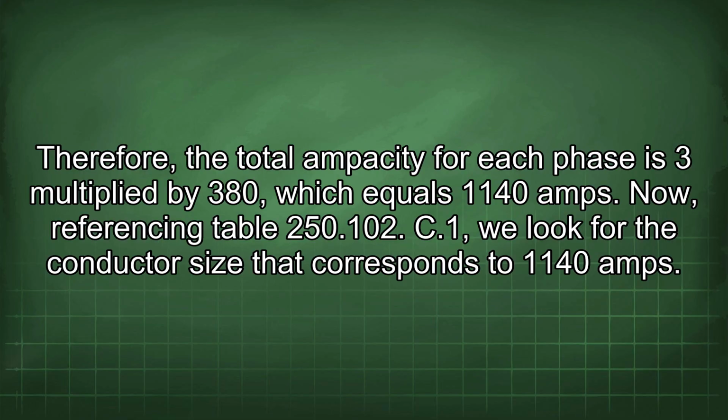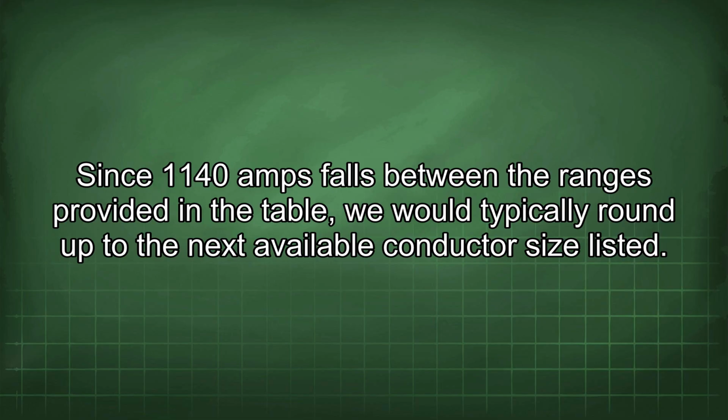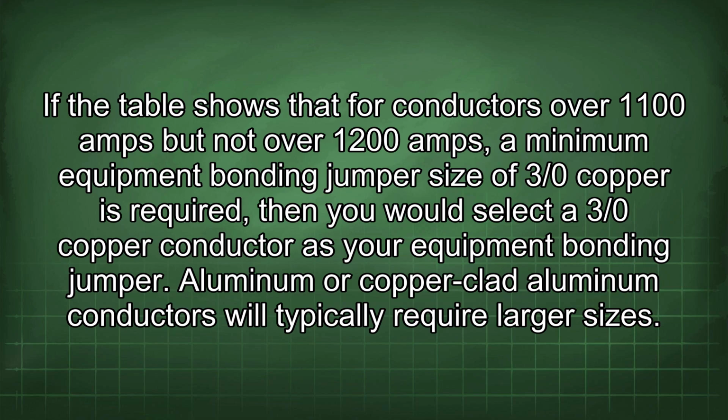Now referencing Table 250.102(C)(1), we look for the conductor size that corresponds to 1140 amps. Since 1140 amps falls between the ranges provided in the table, we would typically round up to the next available conductor size listed. If the table shows that for conductors over 1100 amps but not over 1200 amps, a minimum equipment bonding jumper size of 3/0 copper is required, then you would select a 3/0 copper conductor as your equipment bonding jumper. Aluminum or copper-clad aluminum conductors will typically require larger sizes.